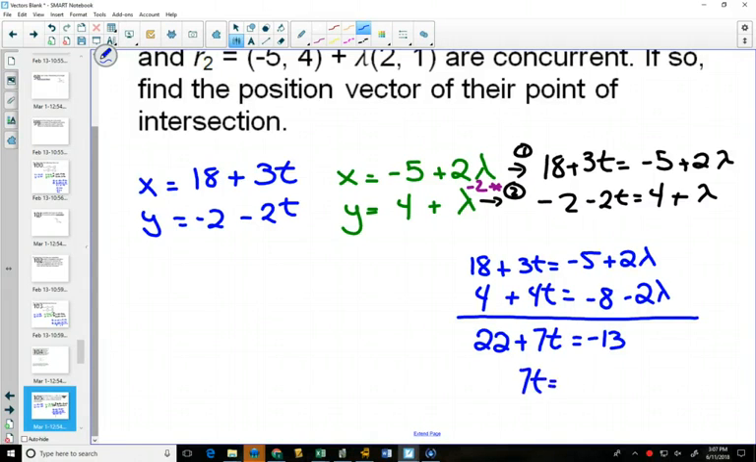And so 7t is equal to negative 35. And t is equal to negative 5. Once we know that t is equal to negative 5, we can solve for lambda, and lambda would be positive 4. This means you could either use the t value or the lambda value to find your position vector of the intersection.